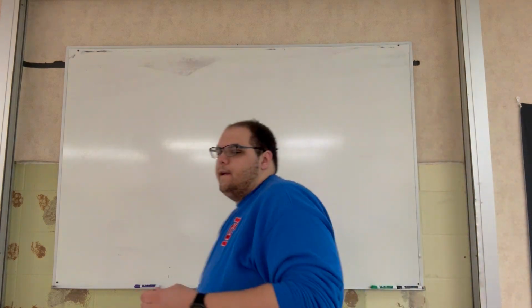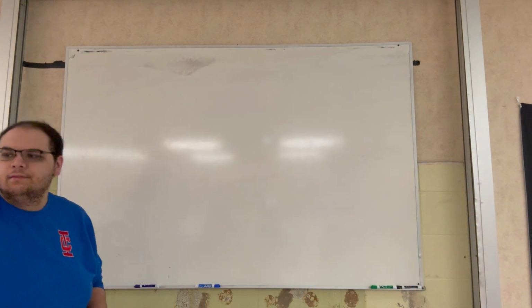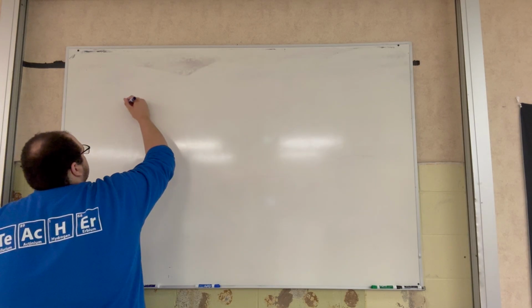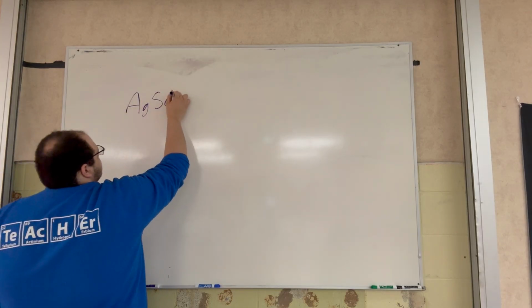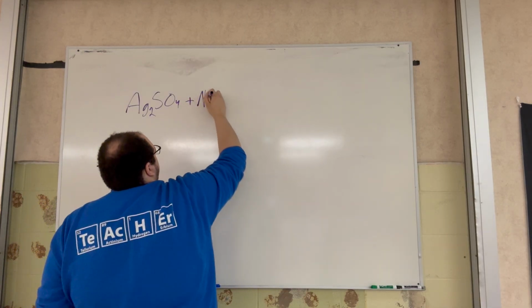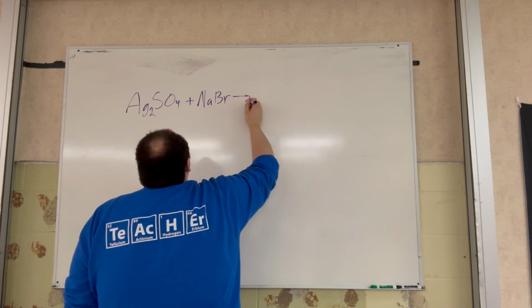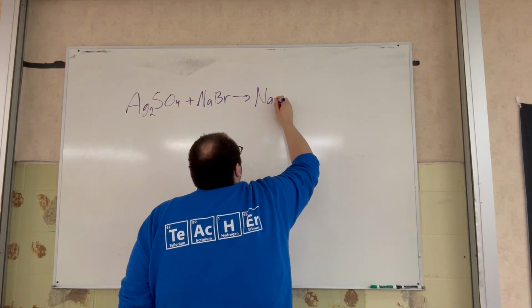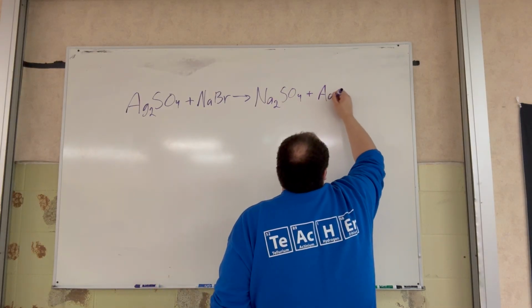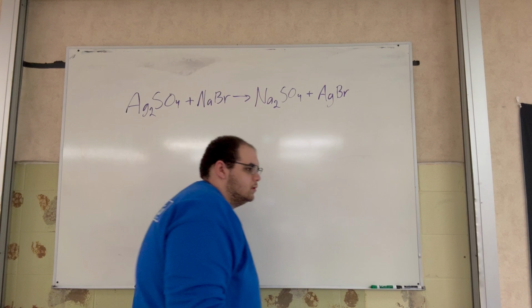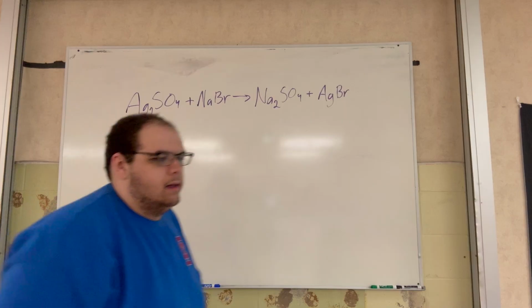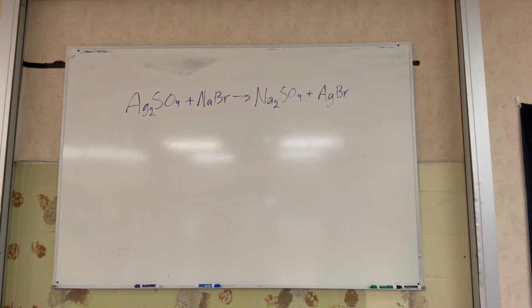All right. First things first, I need a balanced reaction. If you're working ahead of me, hopefully this is the reaction you got. We have silver sulfate reacting with sodium bromide to produce sodium sulfate and silver bromide. Am I balanced? No, I am not.